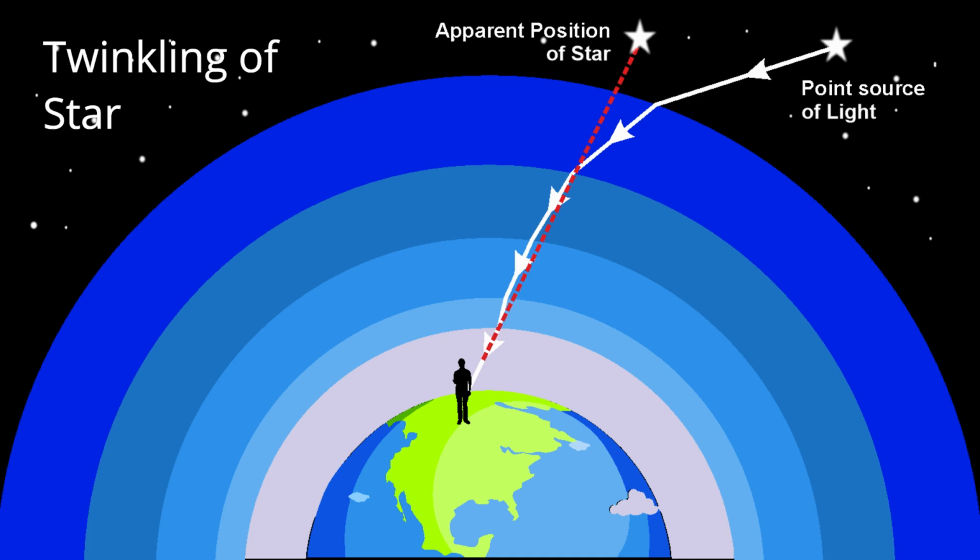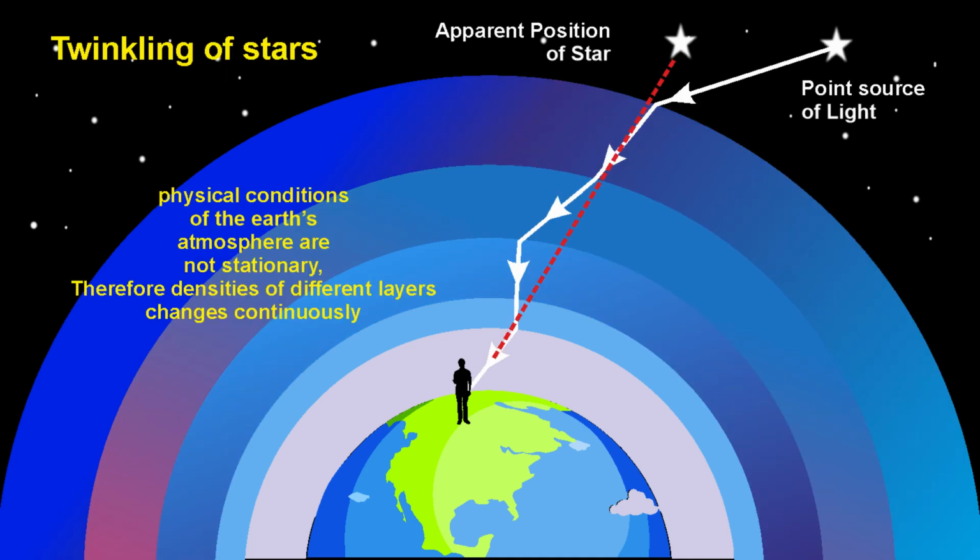Let us see how we can explain it. The twinkling of a star is due to atmospheric refraction of starlight. A star acts as a point source of light. The starlight, on entering the Earth's atmosphere, undergoes refraction continuously before it reaches the Earth. The atmospheric refraction occurs in a medium of gradually changing refractive index, meaning different layers have different refractive indices and they are continuously changing due to different physical conditions of the atmosphere.